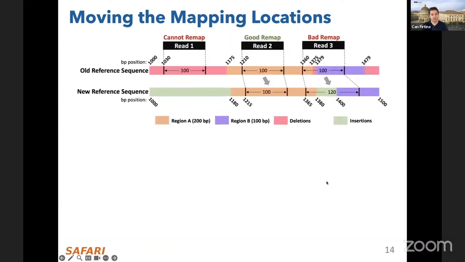So let me try to illustrate that. As I already covered, if a particular region is exactly the same between two reference genomes, we can simply move their positions, and this is a good remap, because we wouldn't assume that the read should map to any other region better than this particular exact matching region. Although it could still exist, it is unlikely that such a thing will happen.